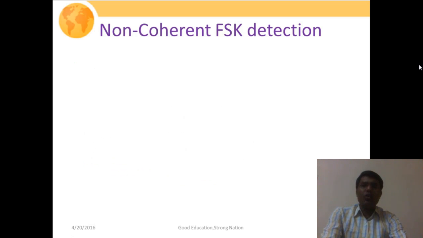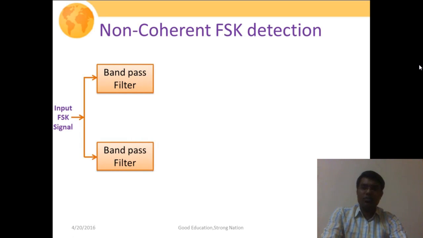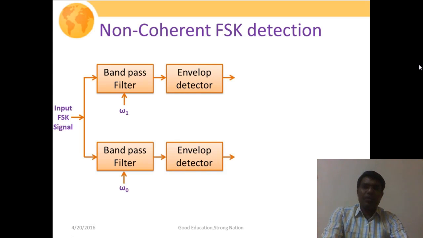Now we will discuss how we are going to non-coherently detect our FSK signal. To detect our FSK signal, the input will be an FSK waveform. That FSK input will be simultaneously passed through two band pass filters, whose job is to select the desirable range of frequencies in which our signal is contained. One band pass filter is centered around the carrier frequency omega 1, and the other band pass filter is centered around the carrier frequency omega 0. Then the output of each band pass filter will be passed through an envelope detector, which is the combination of rectifier and low pass filter.